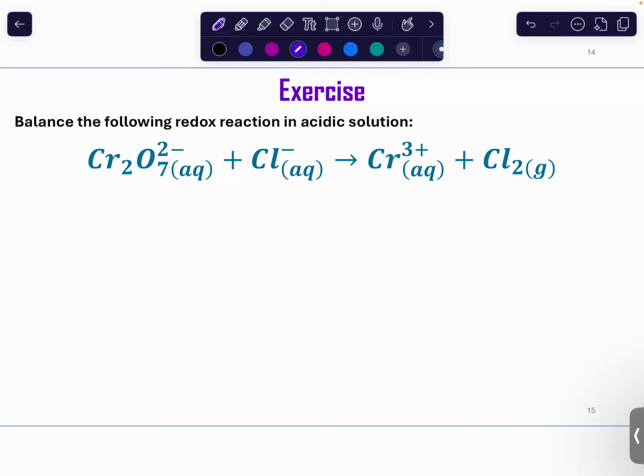Yeah, so that one. You really only have to take apart the dichromium.